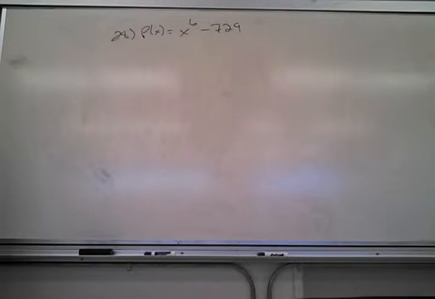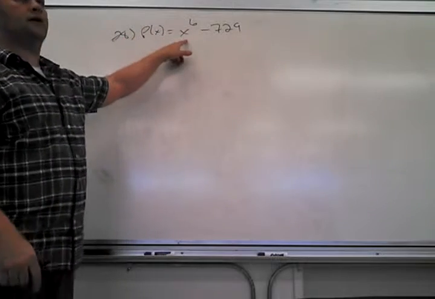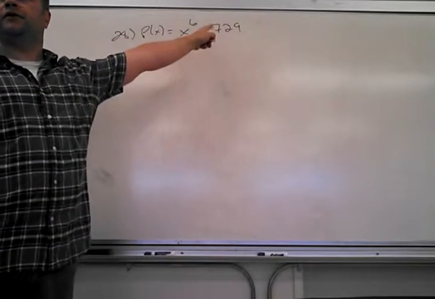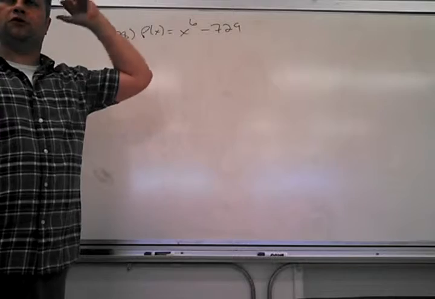What is 729? What do I mean by that? I want to figure out how many things are in there, because I know I have x to the 6th here. So maybe this is squares, maybe this is cubes.